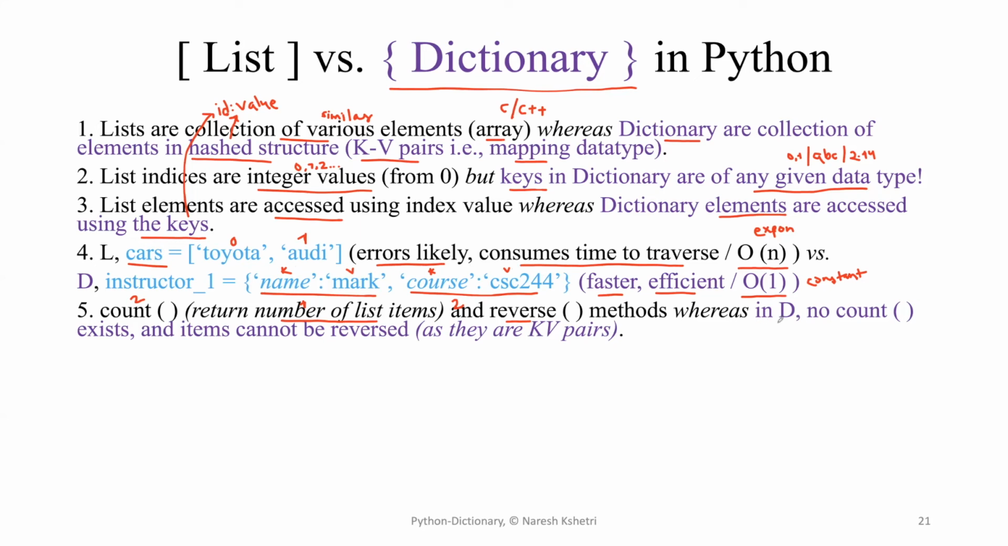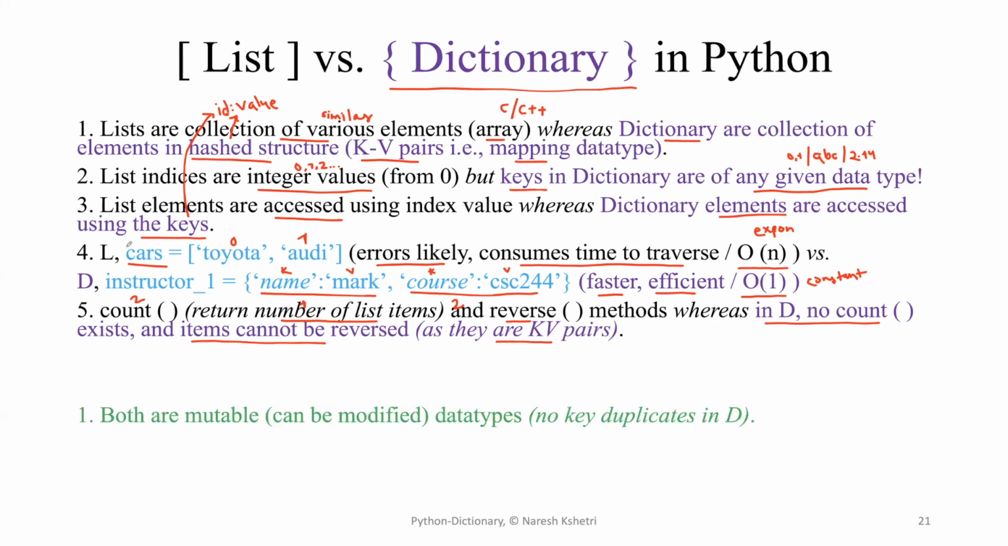But in a dictionary, there is no such count function, and items cannot be reversed because they are key value pairs. Key value pairs, everything is accessed depending on the key. So they cannot be reversed like the items are reversed in the list. So these are the basic 5 major differences, and I have some similarities.